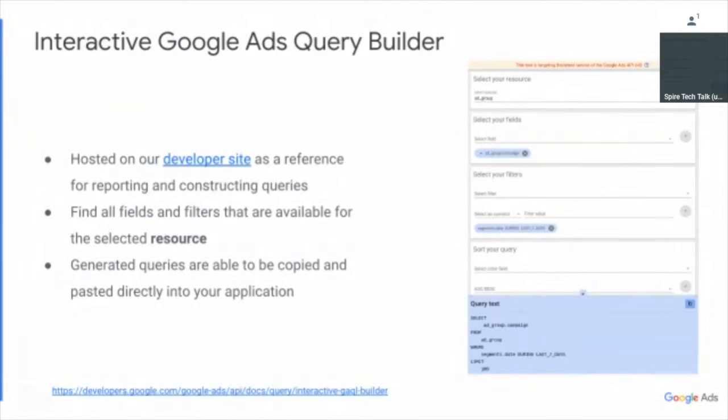We've given you one more tool here, and this is a UI-based product hosted on our developer site. And the beauty here is that you can start with the resource that you want to look at, and then you'll be provided with drop-down menus only containing the criteria that are actually available to you based on that specific resource. So rather than keep talking about this, let's try a live demo.